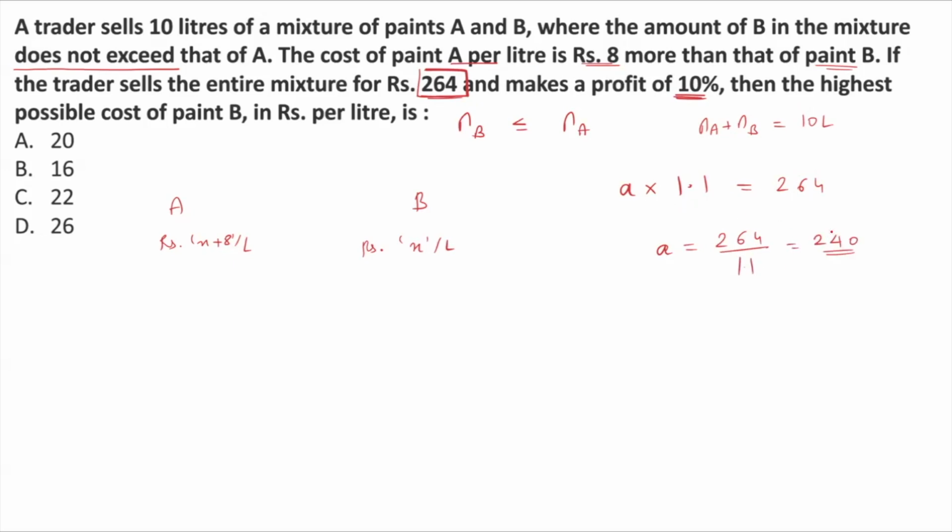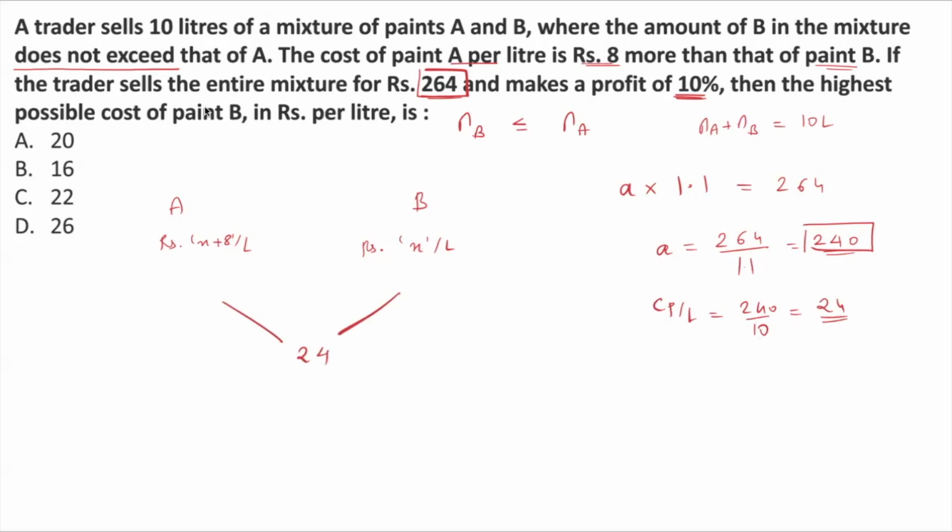So the cost price for the entire mixture is rupees 240, but the mixture is worth 10 liters. So from here, I can find the cost price per liter. That will be 240 divided by 10, or rupees 24. So the cost price per liter is rupees 24. So now, as we've discussed, we have to use the options henceforth.